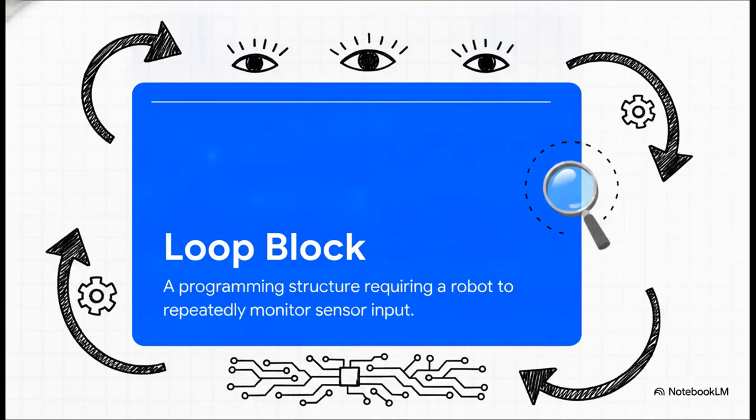So, to get that continuous checking, we absolutely need a specific tool, the loop block. By definition, a loop block is a programming structure that requires a robot to repeatedly monitor sensor input rather than checking only once, enabling continuous environmental detection. If you want complex, real-world behavior from your machine, you literally demand continuous environmental detection. The loop is what keeps your robot's eyes open the entire time your program is running.